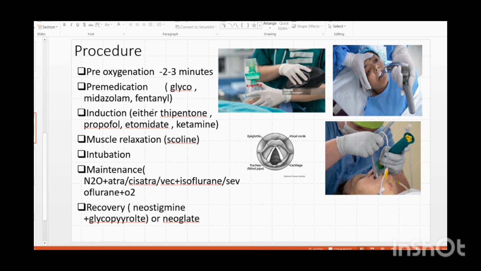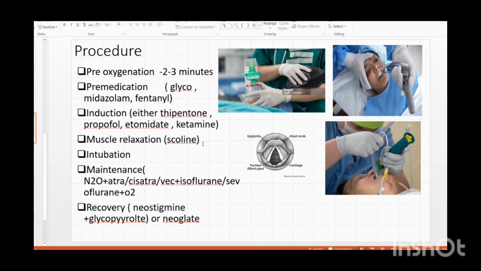After inducing the patient, in rapid sequence intubation we will give scoline. Scoline means succinylcholine. The full form of scoline is succinylcholine. After giving scoline, the patient will start fasciculating. Fasciculating means he'll start moving, like there is movement in his fingers, legs or hands. It will last for only about one minute. So after giving scoline, the patient will start fasciculating.